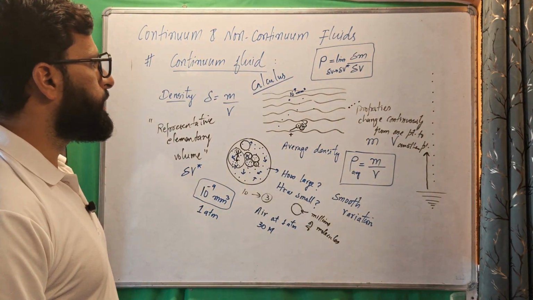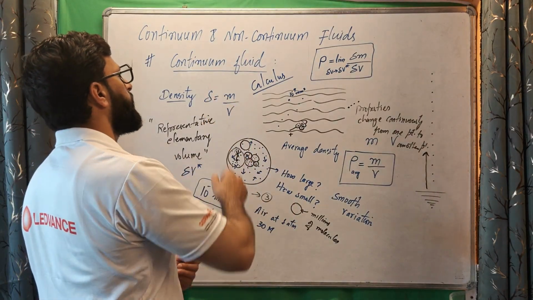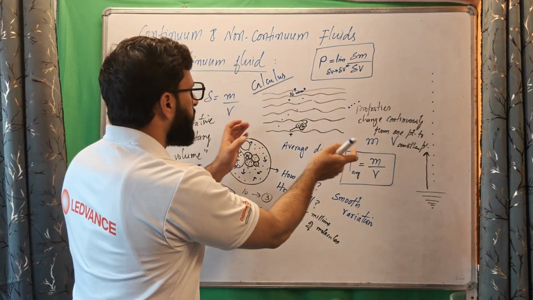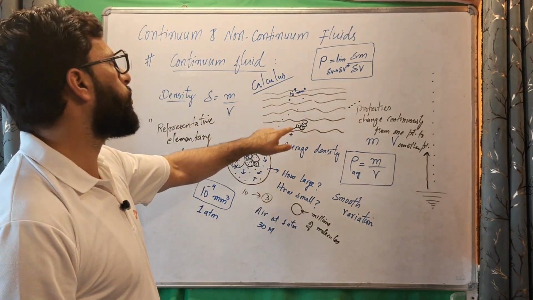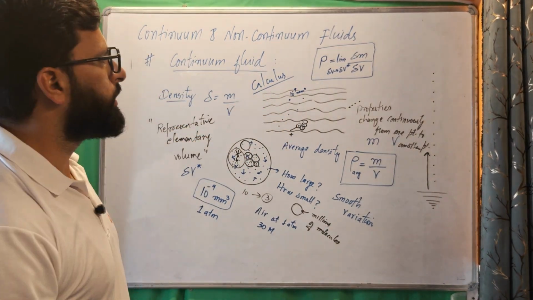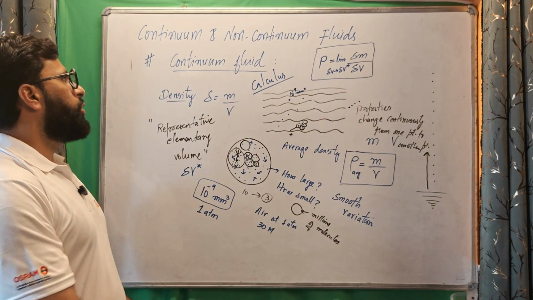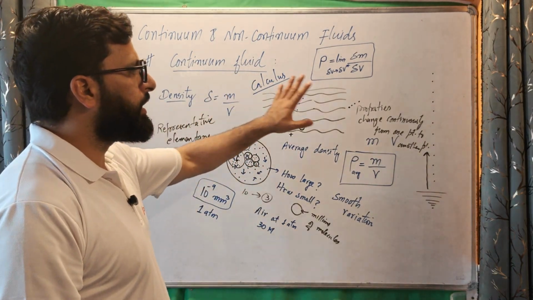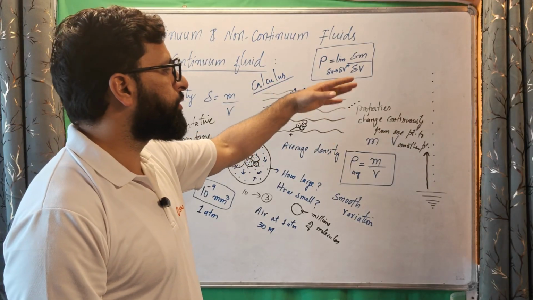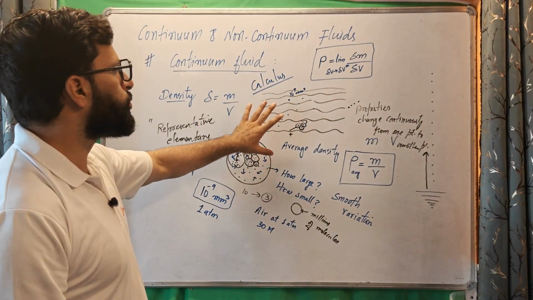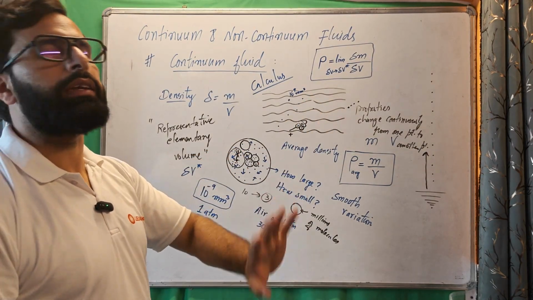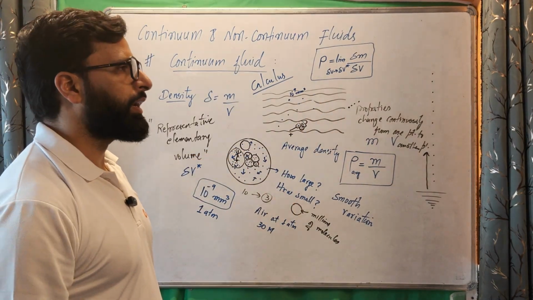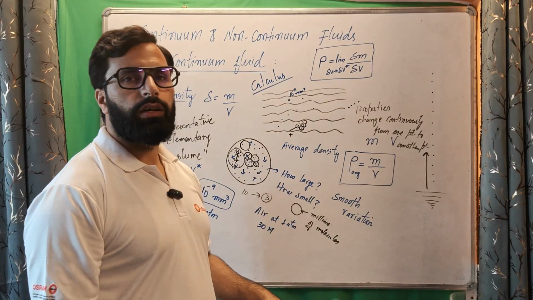Now the next point is the definition of continuum fluid. This fluid in which properties vary continuously from one point to another point is called continuum fluid. This is the definition. So in continuum fluid, properties vary continuously from one point to another point, and they vary smoothly. We can use calculus to study the variation in those properties. This is continuum fluid mechanics, which means we can apply the physical laws.